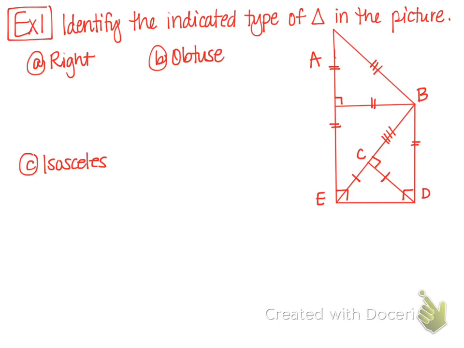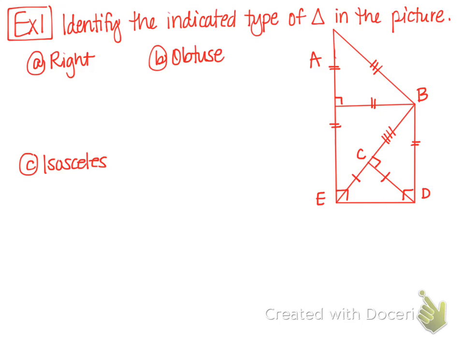So here's our first example. It says, identify the indicated type of triangle in the picture. Now we only have to do one. There's a couple of right, obtuse, and isosceles triangles in here, but we only have to do one. So first, let's find a right triangle. We want to look for triangles that have the little squares for one of the angles. And if you see, we've got 1, 2, 3, 4. So we've got a lot of right triangles in here.